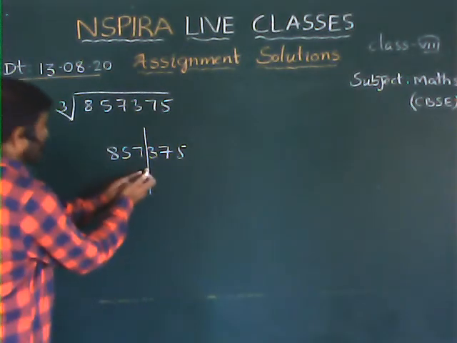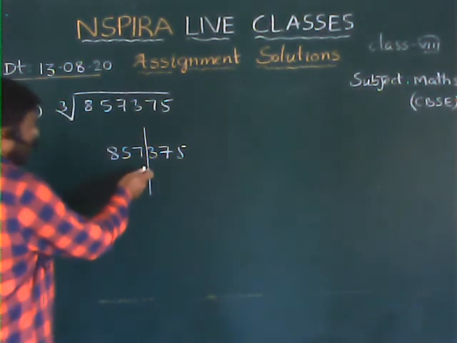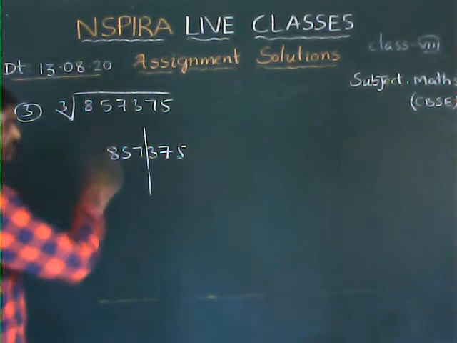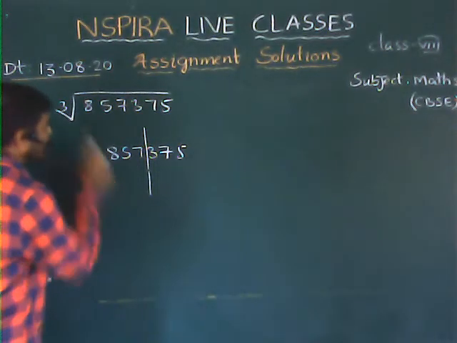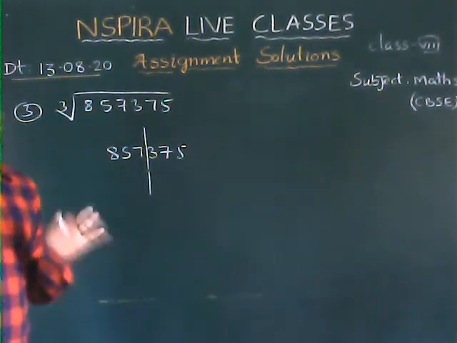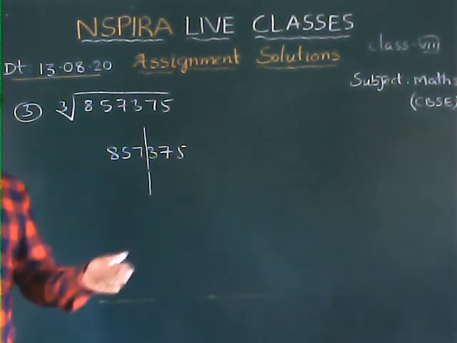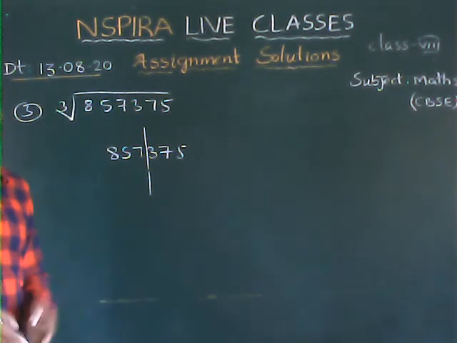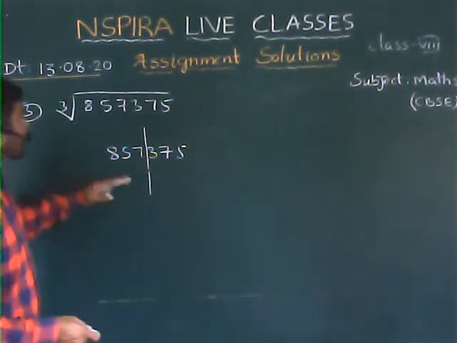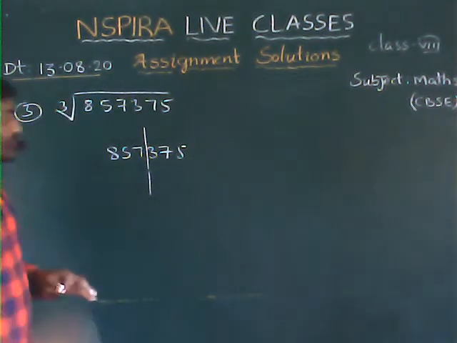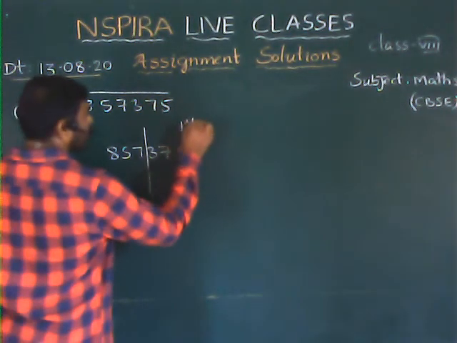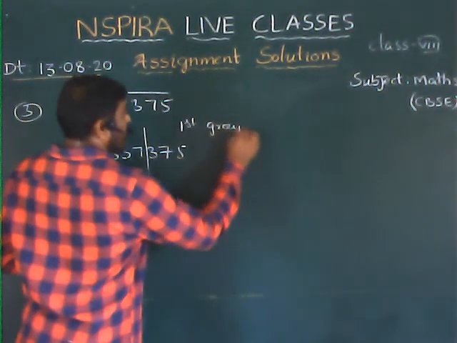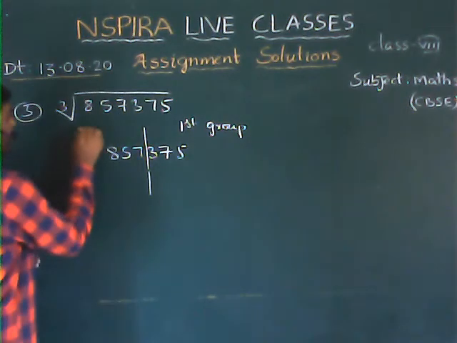Now from this place you go to the left side. Again we have 3 more digits. So this number can be divided into just 2 groups only. Sometimes we can divide into 3 groups, sometimes 4 groups, based on the number. So this is the first group and this is the second group.